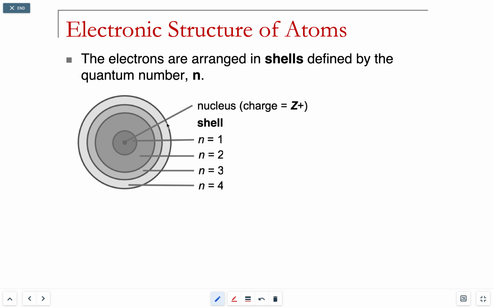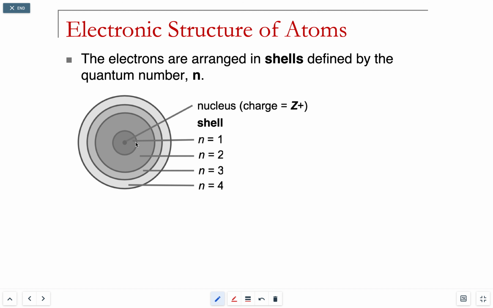The electrons are arranged in a cloud around the positively charged nucleus, but quantum theory states that they're arranged in very specific ways. The first so-called shell is labeled n equals 1 by the quantum number n. This is a region of space where you can find the first electrons. It has a certain capacity to hold electrons, which we'll talk about later.